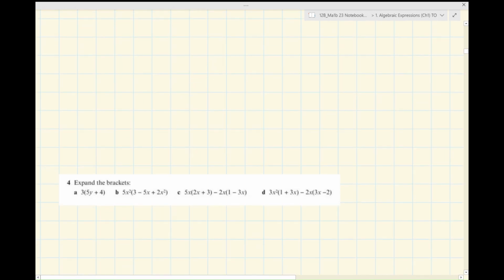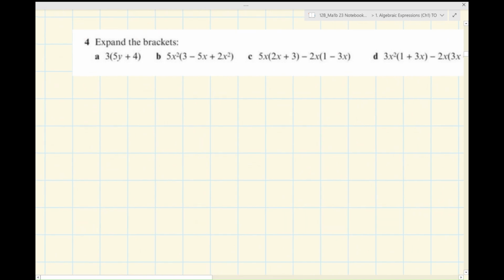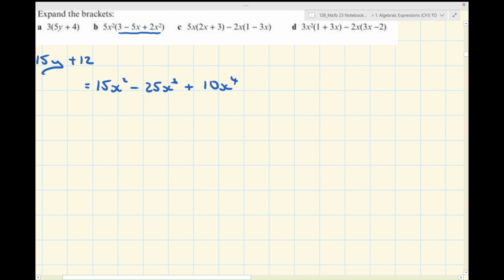Moving on to question 4. Right, I need to expand this bracket in question A. 3 lots of 5y plus 4 is going to be 15y plus 12. Okay, expand this bracket in B. I'm going to look at everything in the second bracket and multiply it by 5x squared. 15x squared minus 25x cubed plus 10x to the power 4. Okay, I'm going to copy down question C and solve it here.